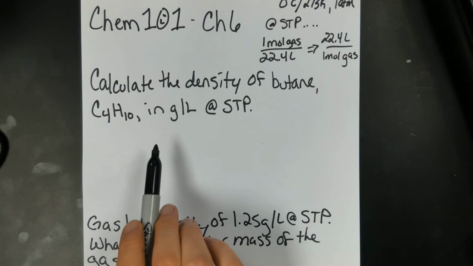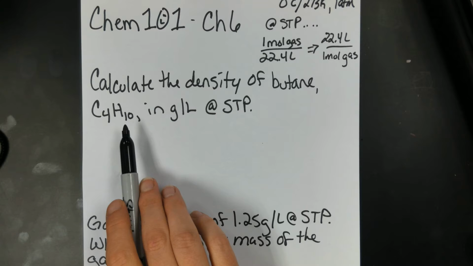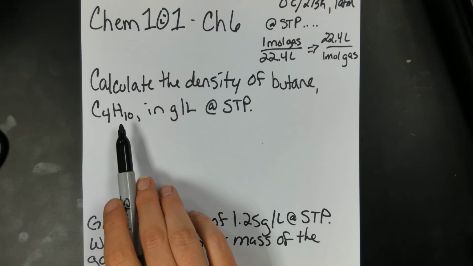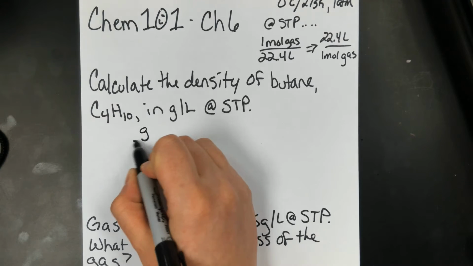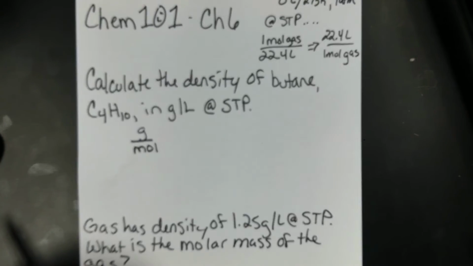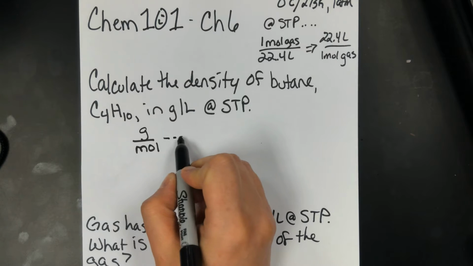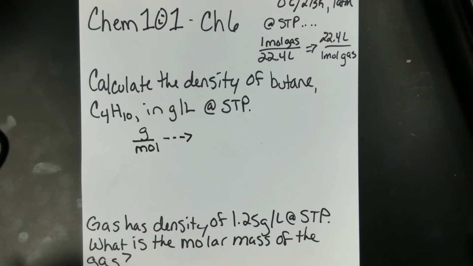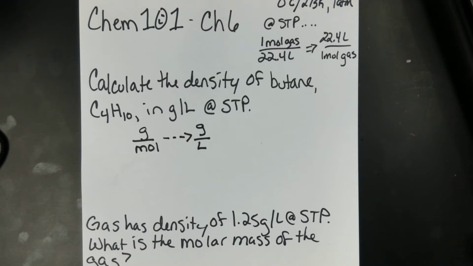So let us look at what we know about butane. Well, they give me the molecular formula. What can I calculate from the molecular formula? I can get grams per mole, can't I? How do I get grams per mole from the molecular formula? I use the periodic table, right? So if I want grams per mole, I need to somehow turn this into grams per liter, right?